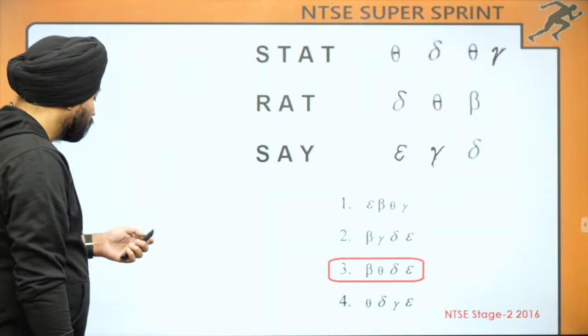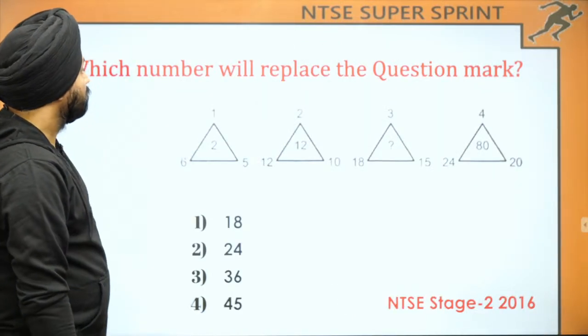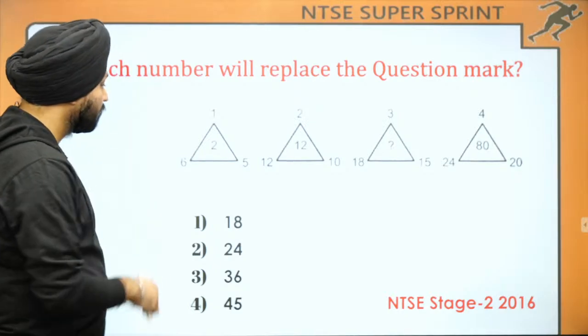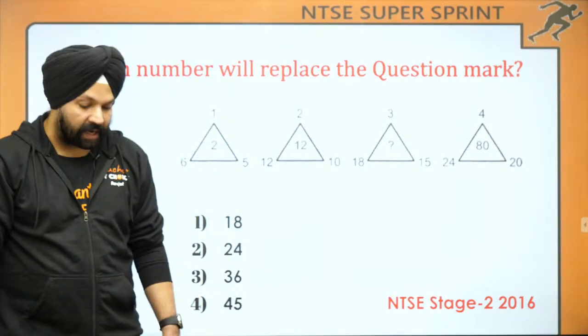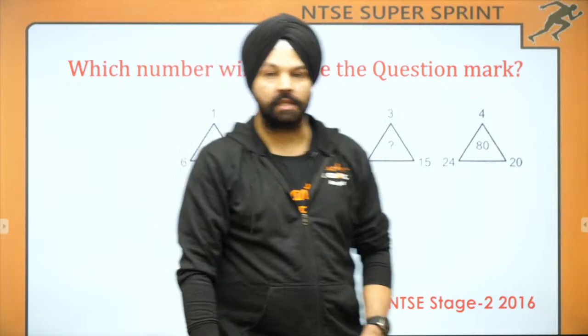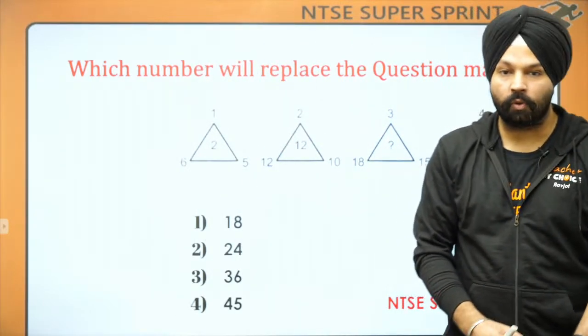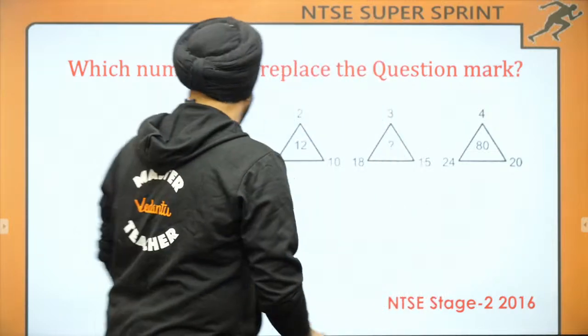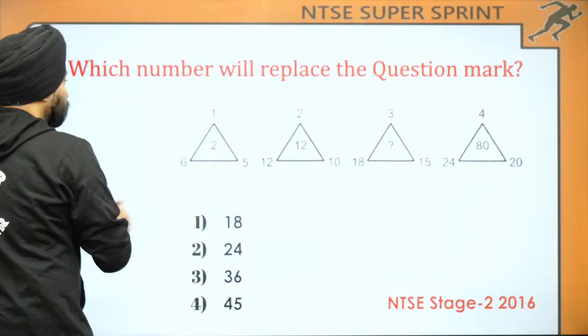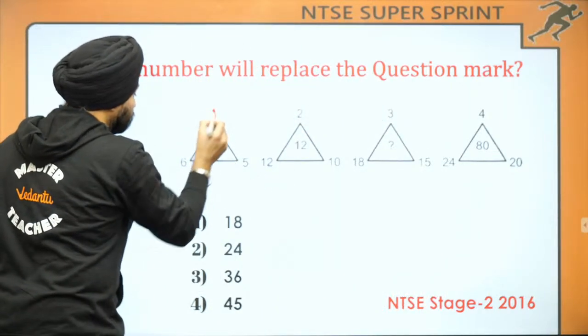Question number three for all of you, right? Now question number three is from NTSE stage 2 once again, and is a question of number puzzles. Now what is so special about this question? The question is a bit tricky. I hope the numbers are visible to you, but if not, I will be darkening them so that they are visible.